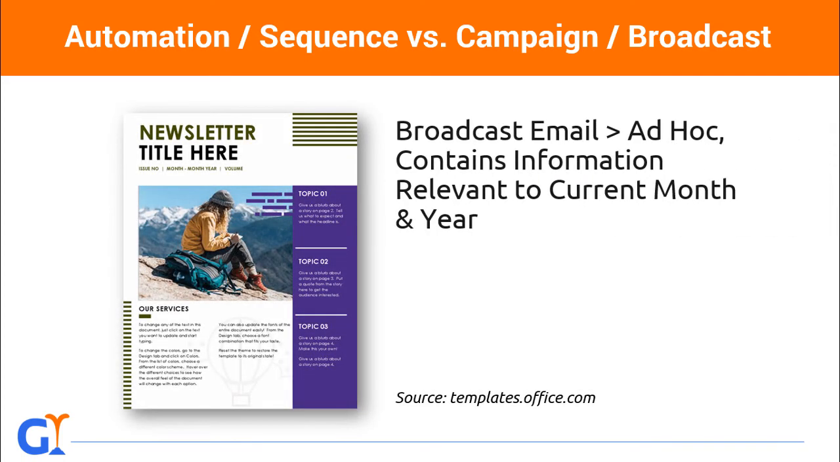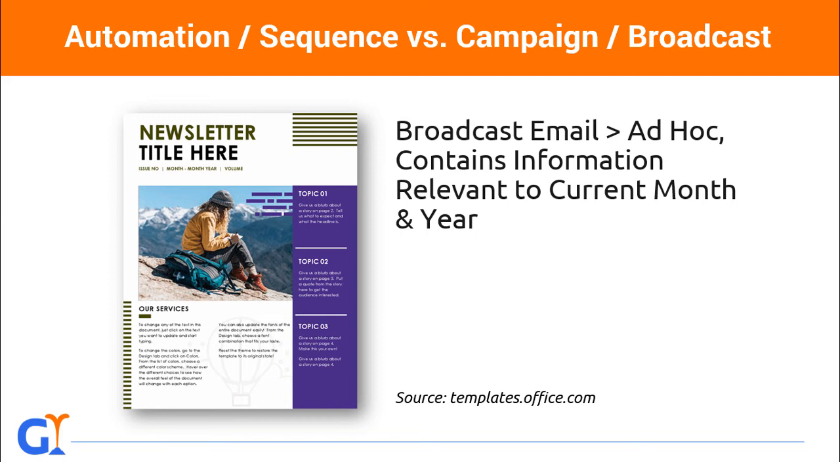Broadcast emails or campaigns, on the other hand, are ad hoc. A common type of campaign is a newsletter. A newsletter for October 2020 contains news and time-relevant content to that month and year. Therefore, you guessed it, we'd only send that email in October 2020 and we'd never send it again.